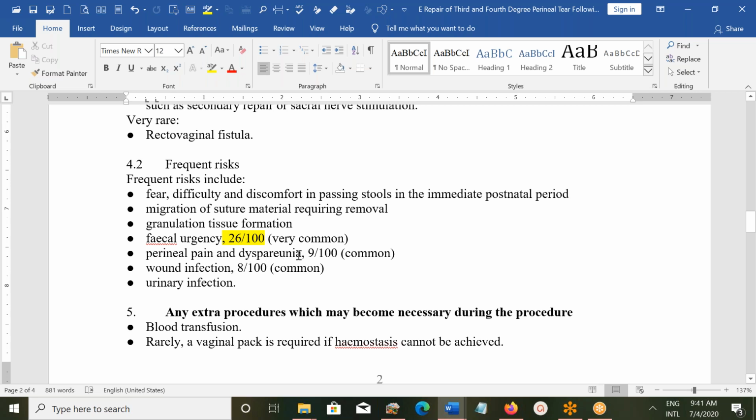Perineal pain and dyspareunia, 9%, so this is common. Wound infection, 8%, so common. It may be associated with higher chance of urinary tract infection.